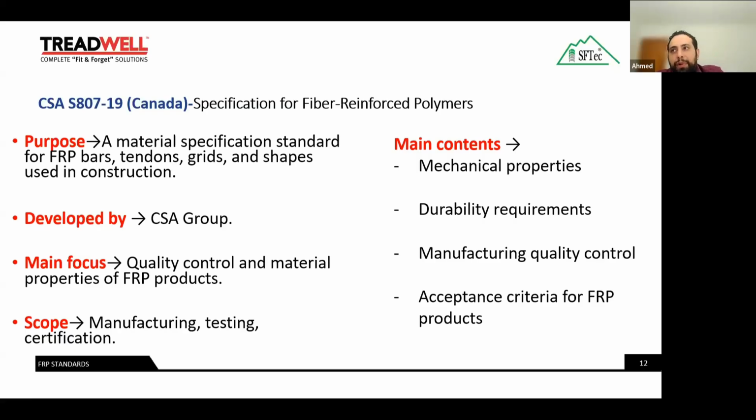Okay, so the main purpose of this specification is as a material specification for FRP bars, tendons, grids, and shapes used in construction. CSA S807 is developed by CSA Group in Canada, and the main scope of this specification is the manufacturing, testing, and certification of FRP bars. The main contents of this specification are mechanical properties, durability requirements, manufacturing quality control, and how we can get the acceptance criteria for FRP bars.